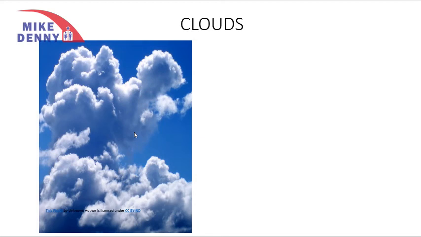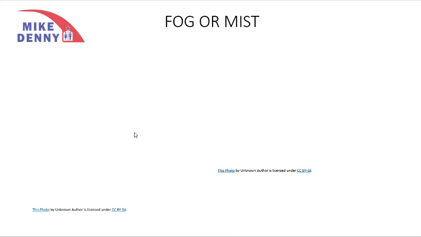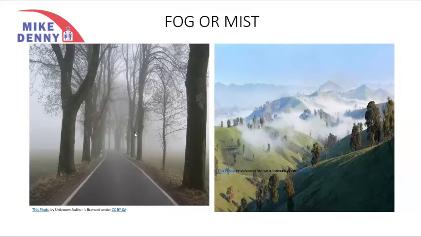You can also talk about fog or mist. As you can see, fog reduces visibility, and it is actually found on the earth's surface. You see mist, it makes visibility very difficult. So we can also talk about precipitation, and in precipitation we can talk about the various forms of precipitation, which are rain, snow, sleet, and hail.